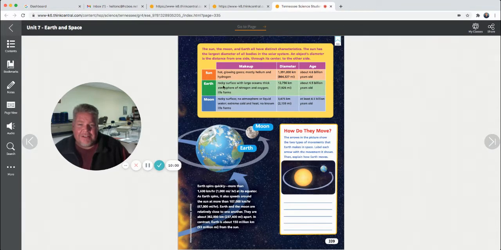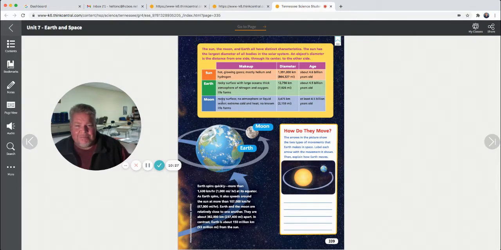The Earth has rocky surfaces, large oceans, thick atmospheres of nitrogen and oxygen, and has life forms like little fourth grade kids running around. It's very scary. The diameter is about 7,926 miles from one side to the other through the center, which is a lot smaller than the sun. Scientists estimate it's about 4.5 billion years old.